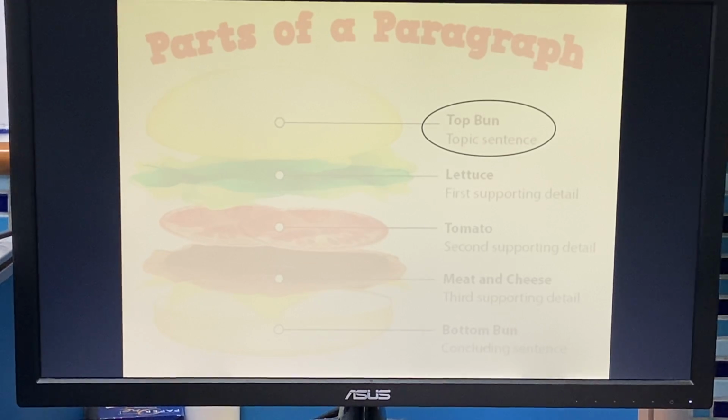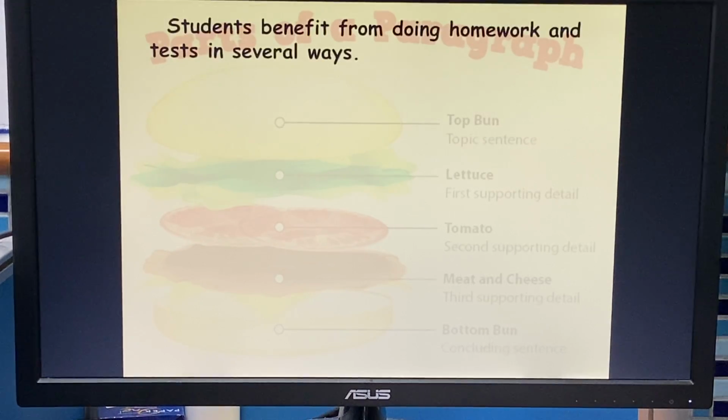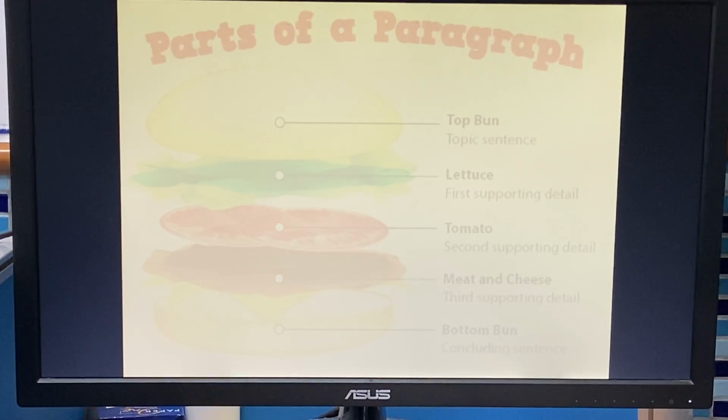First, we write topic sentence. Students benefit from doing homework and tests in several ways. 做作业和考试可以在某些方面帮助学生。Then the first supporting detail.